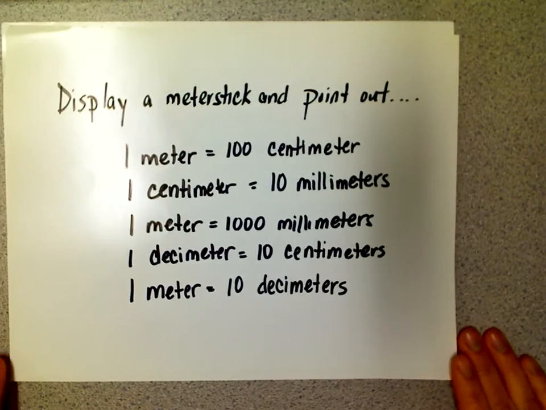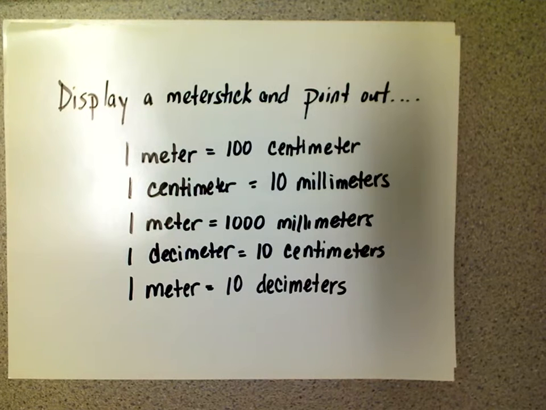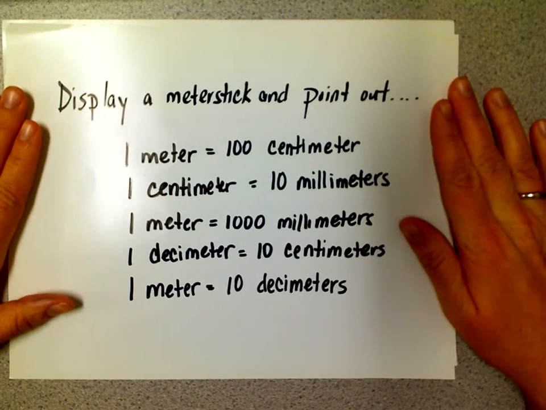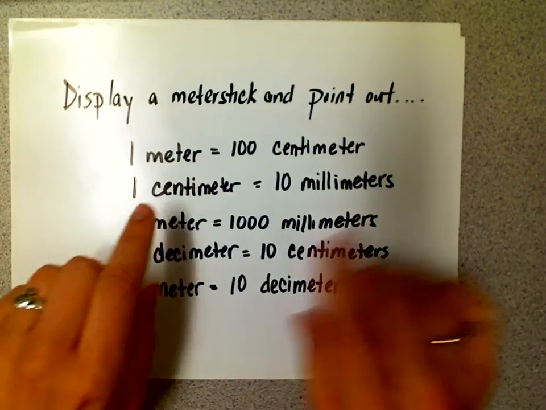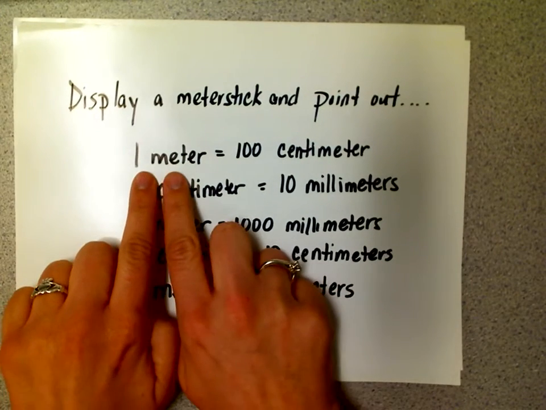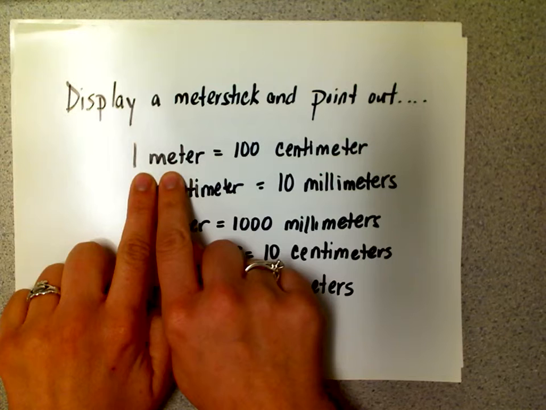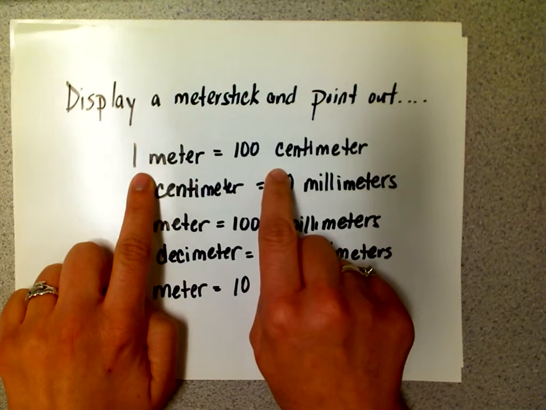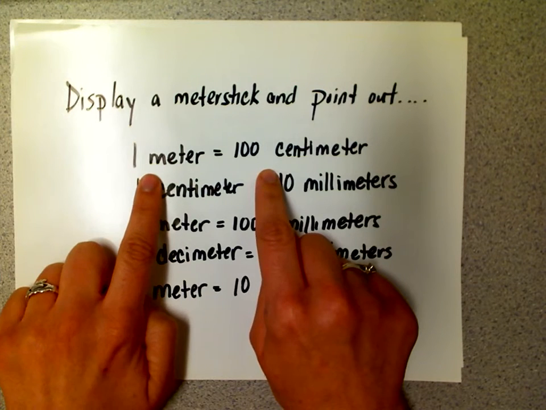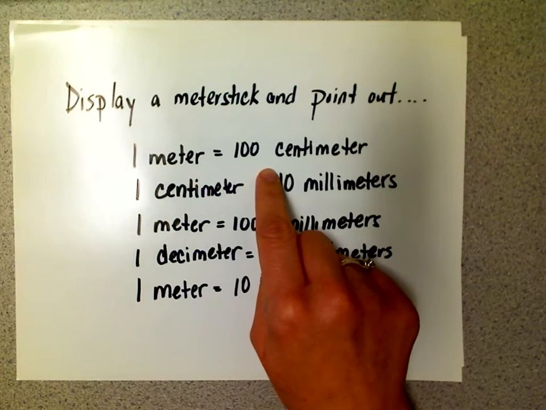So what I would like right now is for your teacher to display a meter stick for you. As they hold that meter stick up, please take a look at it. And we're going to go over some conversions based on the meter stick. Now, 1 whole meter, which is the meter stick your teacher is showing you right now, is 100 centimeters. So in 1 meter, there's 100 centimeters. Okay?